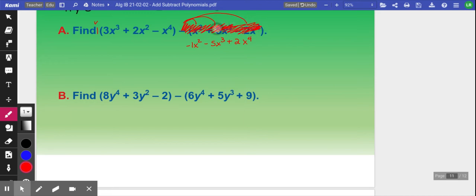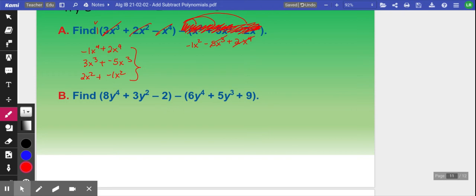Okay, so I'm looking for my biggest exponents first, so the x to the fourth. So that'd be negative 1x to the fourth plus 2x to the fourth. Okay, so those are done. My x to the thirds, we have 3x to the third, and we are adding negative 5x to the third. And then we have our 2x squared. We are adding our negative 1x squared. And then we go ahead and add these up.